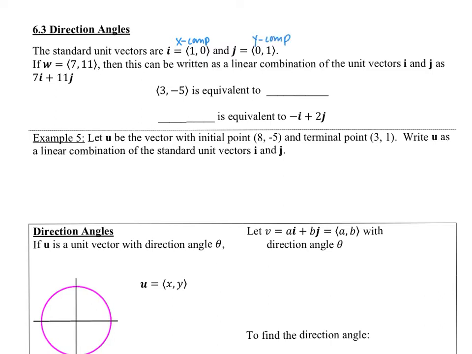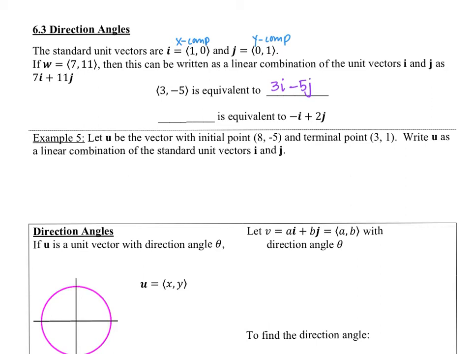Okay, so if vector w equals ⟨7, 11⟩ in component form, then this can be written as a linear combination of the unit vectors i and j as 7i plus 11j, where the i is representing the x component and the j indicates the 11 is the y component. So all this is saying that if I have in component form ⟨3, -5⟩, I could also express that as 3i minus 5j. These are exactly equivalent forms and they're interchangeable.